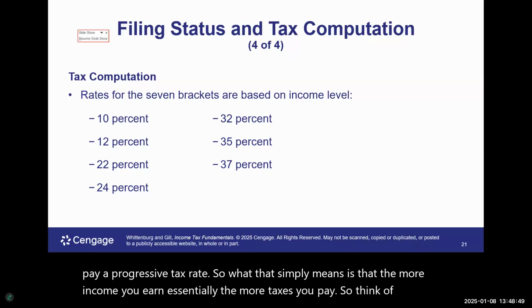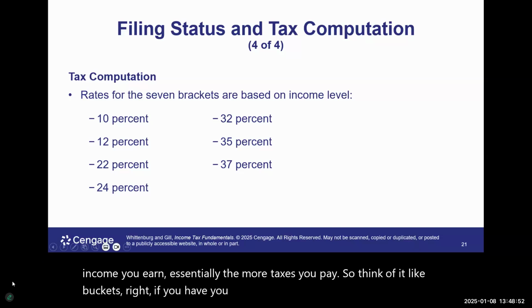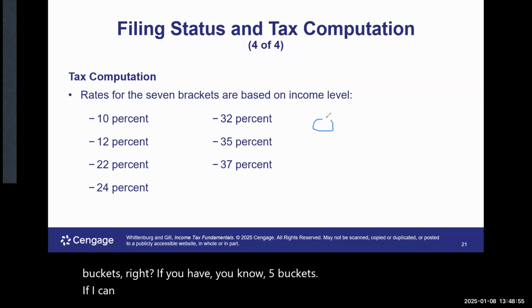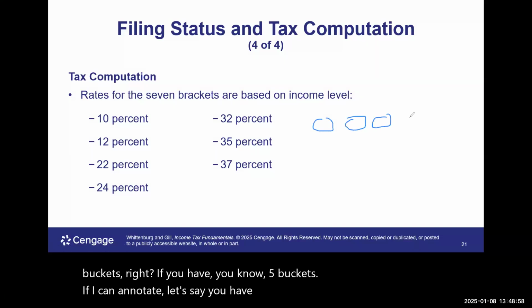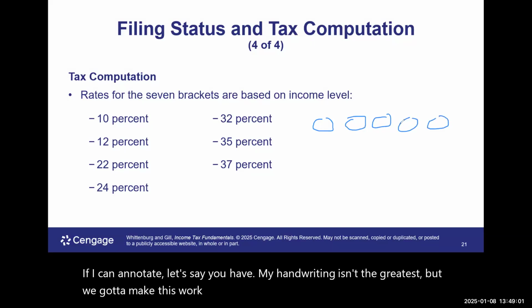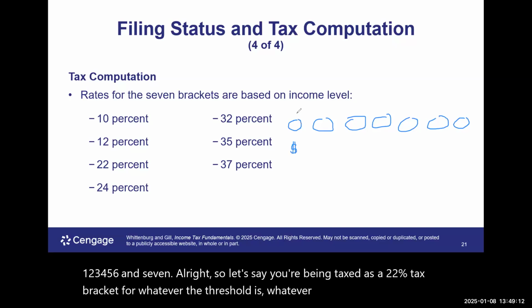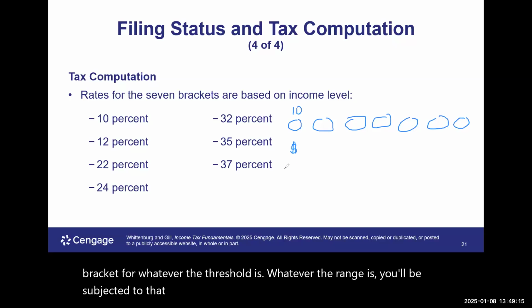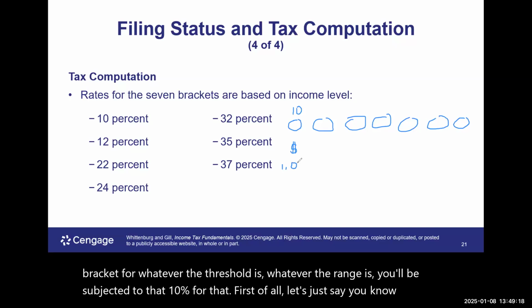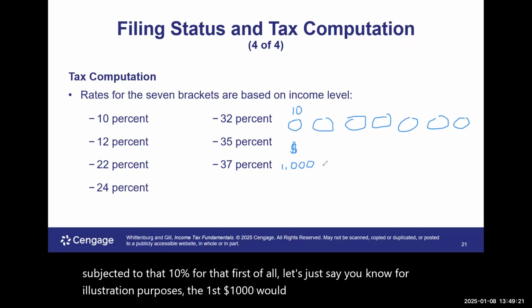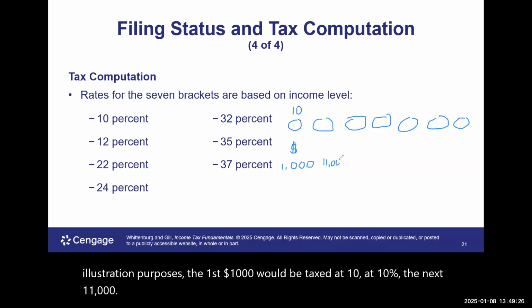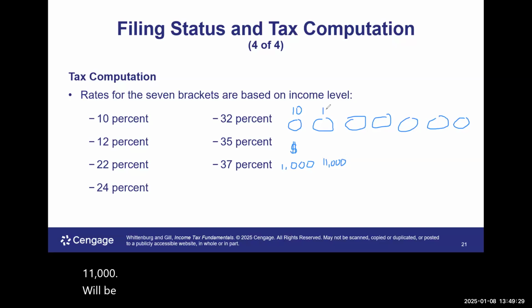So think of it like buckets. Let's say you have 7 buckets. My handwriting isn't the greatest, but we've got to make this work. 1, 2, 3, 4, 5, 6, and 7. Let's say you'll be subjected to 10% for that first amount. For illustration purposes, the first $1,000 would be taxed at 10%. The next 11,000 will be taxed at 12%.